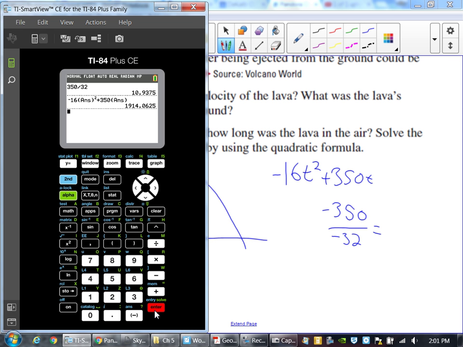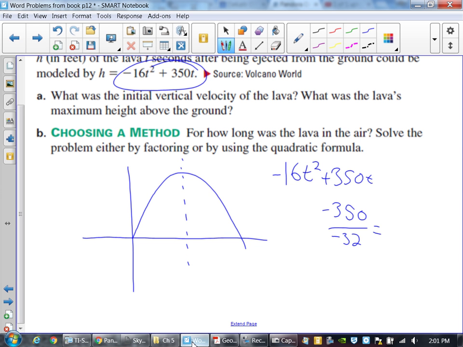So the lava was in the air for about how many seconds? Roughly 22 seconds. It's like 21 and change. So when you put them together, that's what you're looking at doing here. You don't necessarily need to graph that, but think about what that problem means. It has a 0 value for c, so it started at ground level. In 11 seconds, roughly, it hit its peak. 11 seconds later, it hit the ground. Does that make sense?